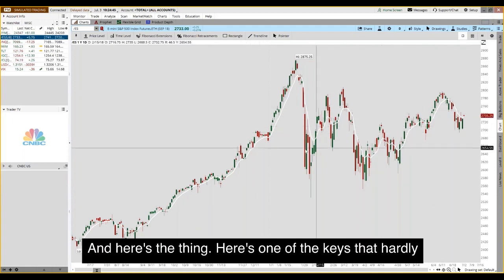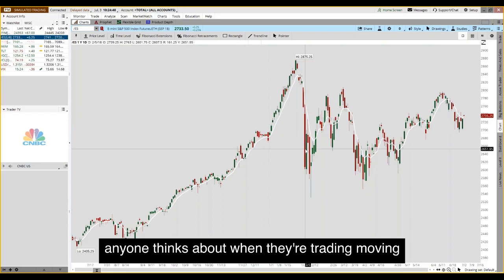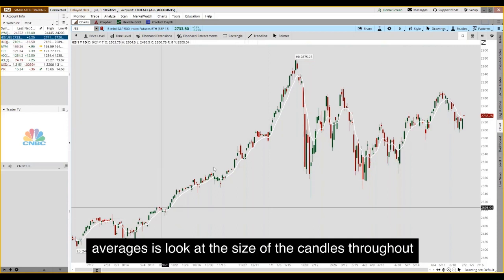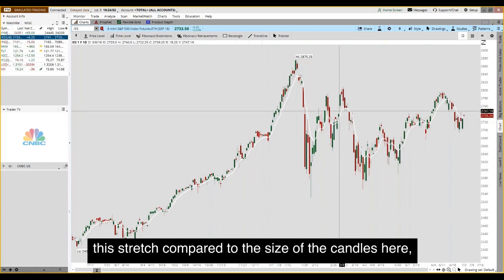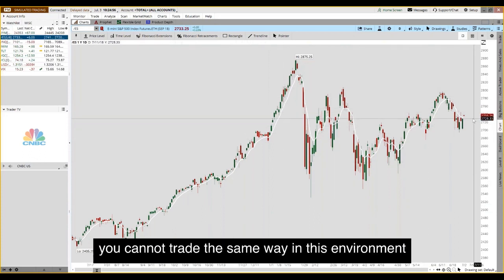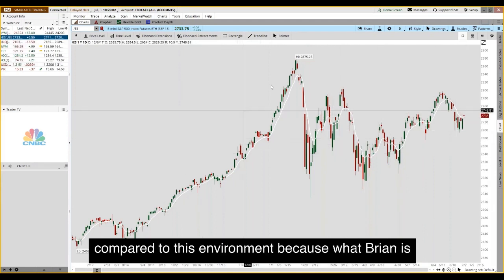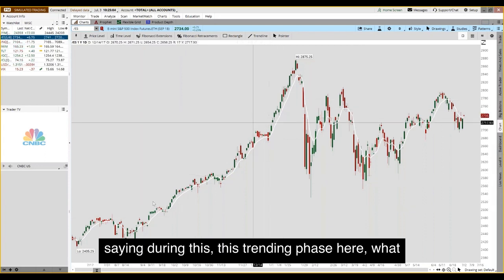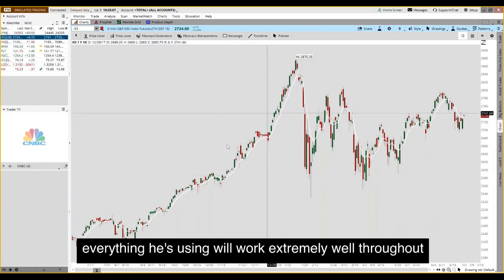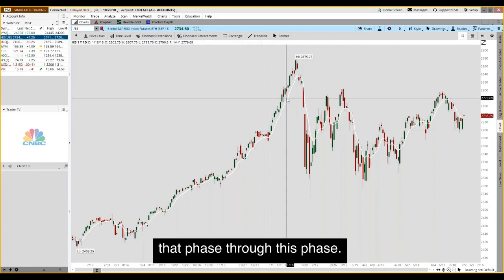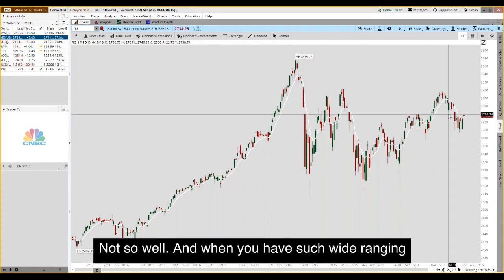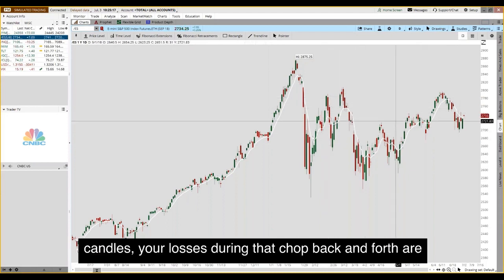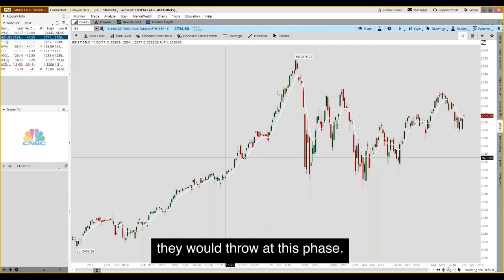And here's one of the keys that hardly anyone thinks about when they're trading moving averages: look at the size of the candles throughout this stretch compared to the size of the candles here. You cannot trade the same way in this environment compared to this environment. Because what Brian is saying during this trending phase, everything he's using will work extremely well throughout that phase. Through this phase, not so well. And when you have such wide-ranging candles, your losses during that chop back and forth are going to be much bigger than they would throughout this phase.